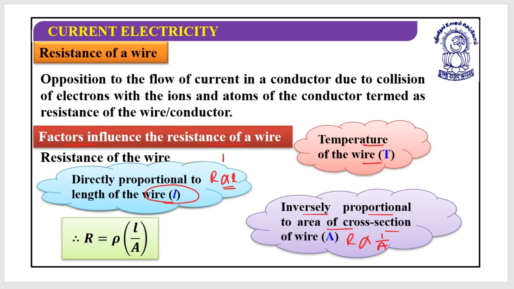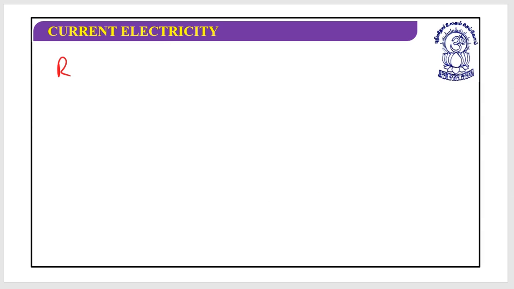So let's say this is relation number 1 and this is relation number 2. If I want to write these two in one relation, what I can have is that R is equal to rho multiplied by L by A. Resistance is equal to rho, where rho is the resistivity. So I have R directly proportional to L and R inversely proportional to A, and if I want to replace the proportionality, I can introduce a constant, which is R equals rho into L by A.